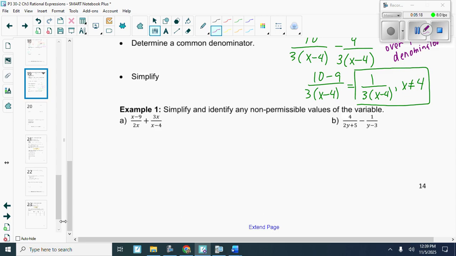So I'm looking at this first one, and it's just a monomial, so it's already completely factored. This one here is a binomial, but it's completely factored as well. So we actually don't have to factor any denominator, so we can go right to our second step, list the NPVs. So go ahead and list NPVs. The NPV for this one, x cannot equal 0. NPV for this one, x minus 4 cannot equal 0, so that means x cannot equal 4.